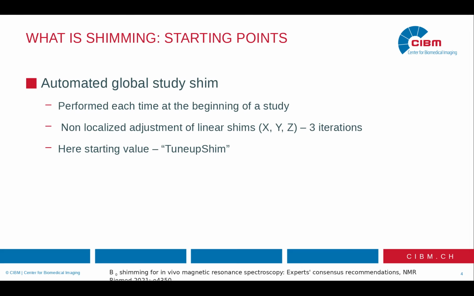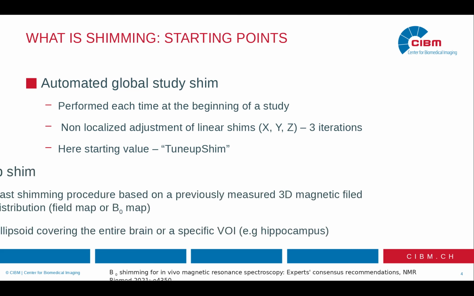So, what will be our starting points today? We will first be looking at an automated global study shim, which is performed at the beginning of each study. It's a non-localized adjustment of the linear shims X, Y, and Z using 3 iterations, and usually it starts with the starting value, which is called tune-up shim. On our 14 Tesla, today the tune-up shim values are all at 0.